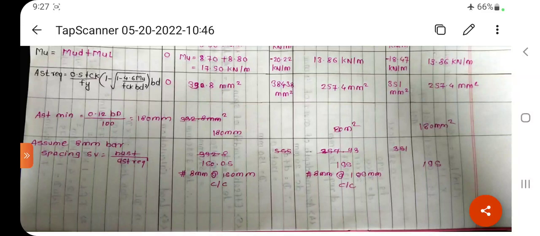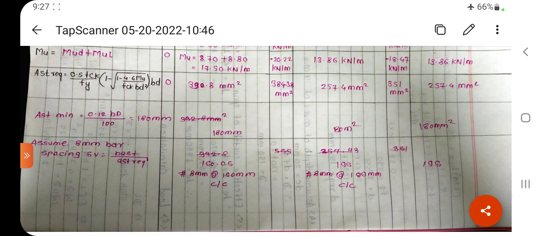So now, how to calculate the AST? We have the formula: AST required is equal to 0.5 fck upon fy into bracket 1 minus under root of 1 minus 4.6 Mu upon fck bd square, into bd.